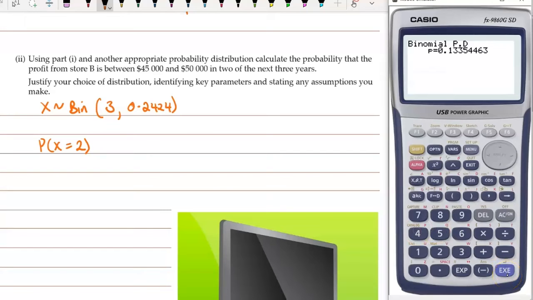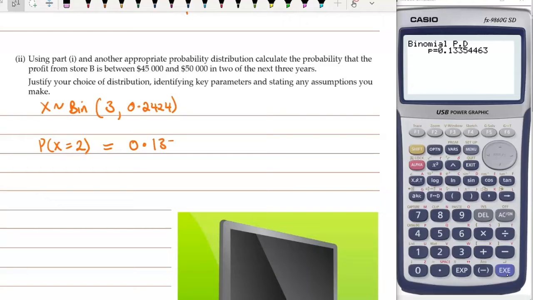Enter that, and we have a chance of 0.1335. Now we need to justify our choice of distribution, identify key parameters and assumptions.